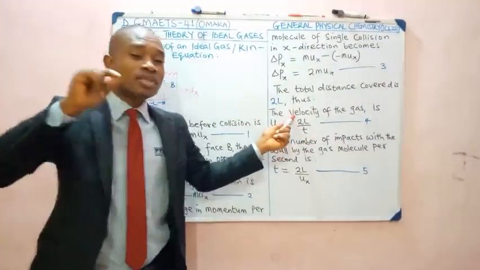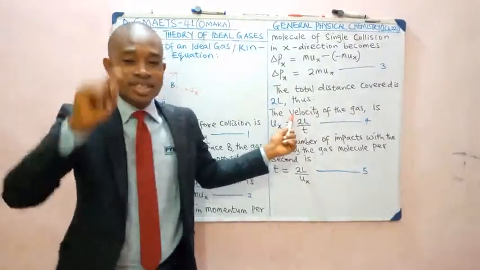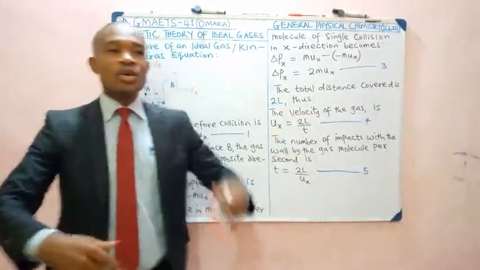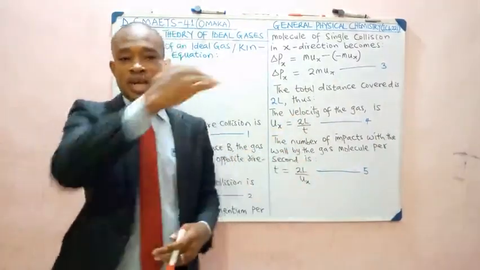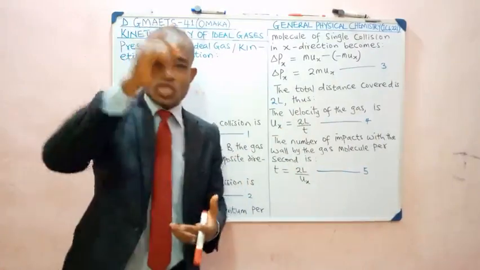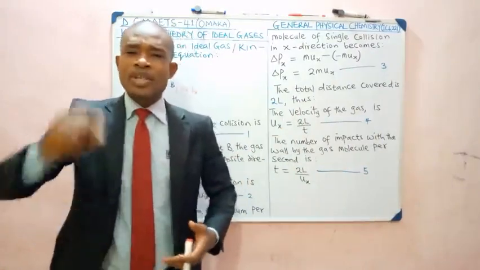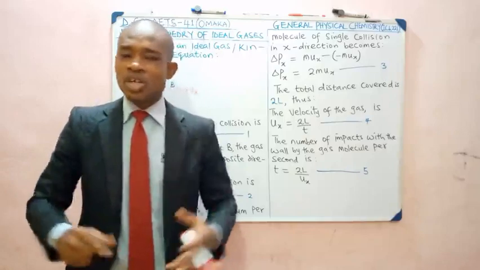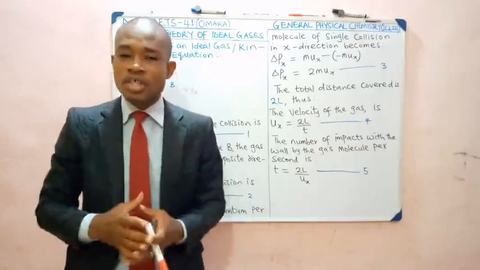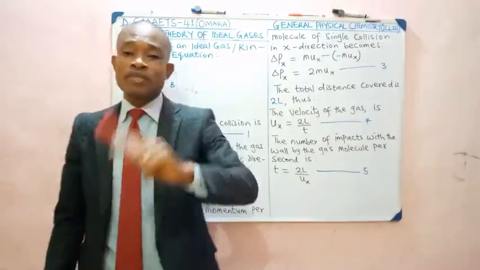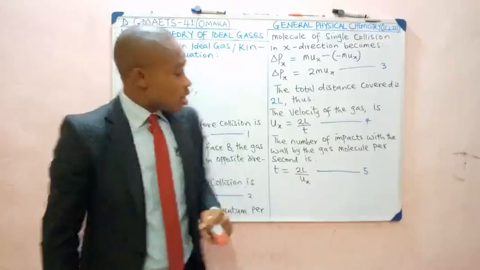2L is the total distance covered by the gas molecule. Take note of that. Generally, we know the formula for speed, distance over time, so it's meant to be simply L over t. But please take note that for a gas molecule, after collision, the total distance covered is equal to 2 times one of its distances. Is that okay?